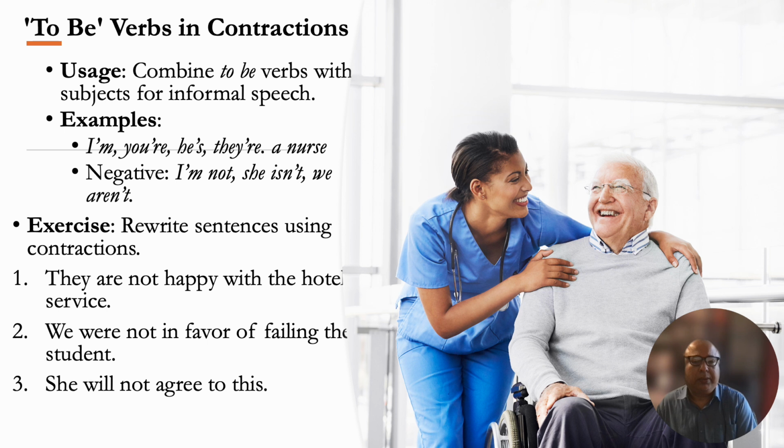Okay? So a negative sentence would be I'm not, not I am not, and she isn't, not she is not, and we aren't gonna go, we aren't, not we are not. Most people contract to-be verbs.